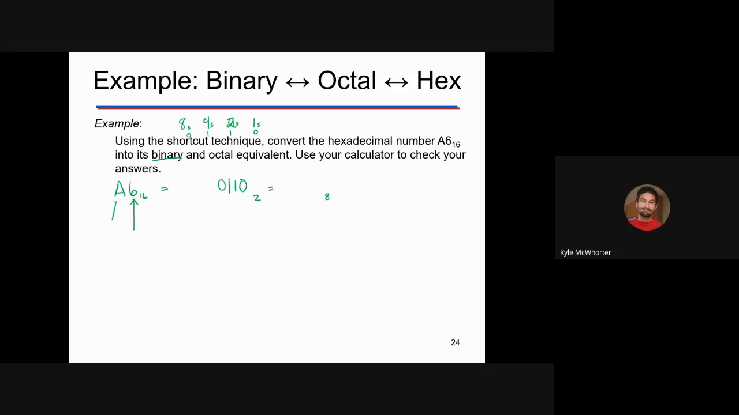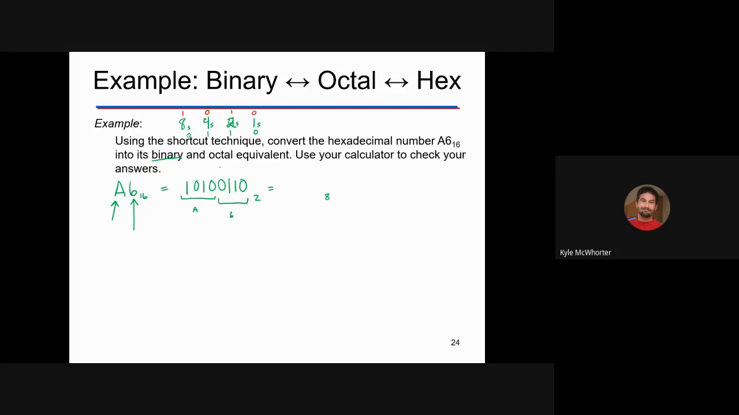And then the A is 10, right? So how would we get 10? We could do 8 plus 2. So that would be 1, 0, 1, 0, that's 10, which is A. So A6 in binary is 1, 0, 1, 0, 0, 1, 1, 0, right? This part here is the 6. This part here is the A.